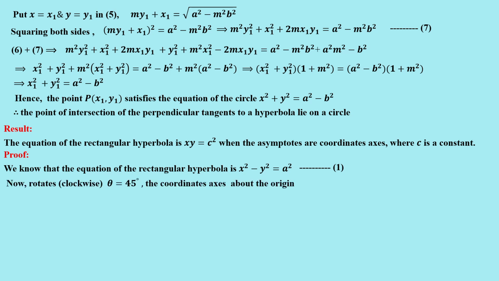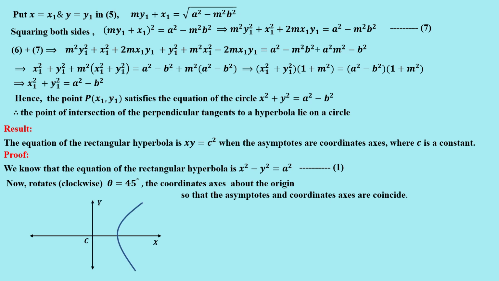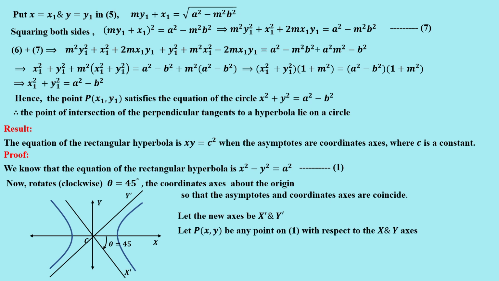Now rotate clockwise, theta is equal to 45 degrees, the coordinate axes about the origin. So we are tilting the coordinate axes 45 degrees clockwise. So this is x, this is y, this is c, this is the rectangular hyperbola, and these are the asymptotes. So we are rotating the axes 45 degrees. Let the new axes be x dash and y dash.